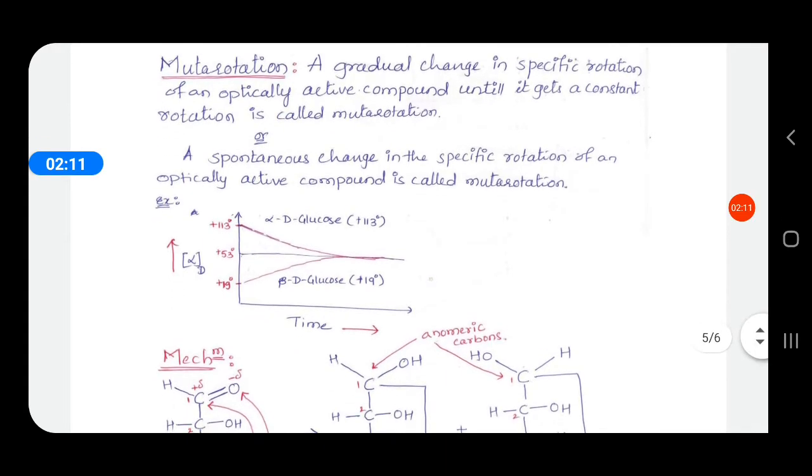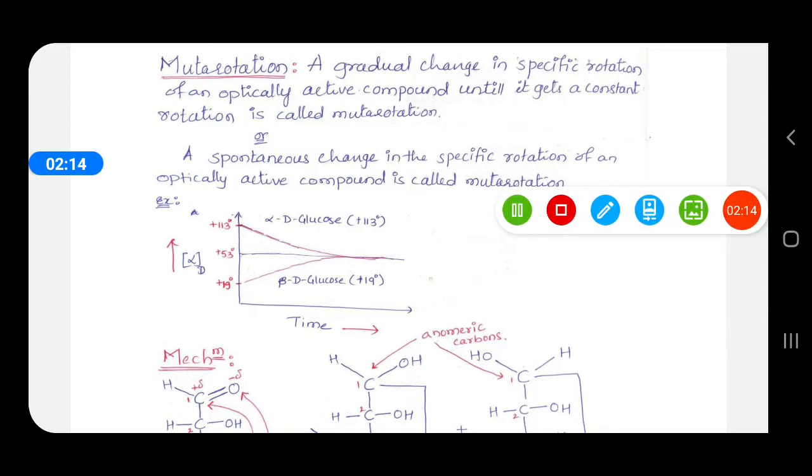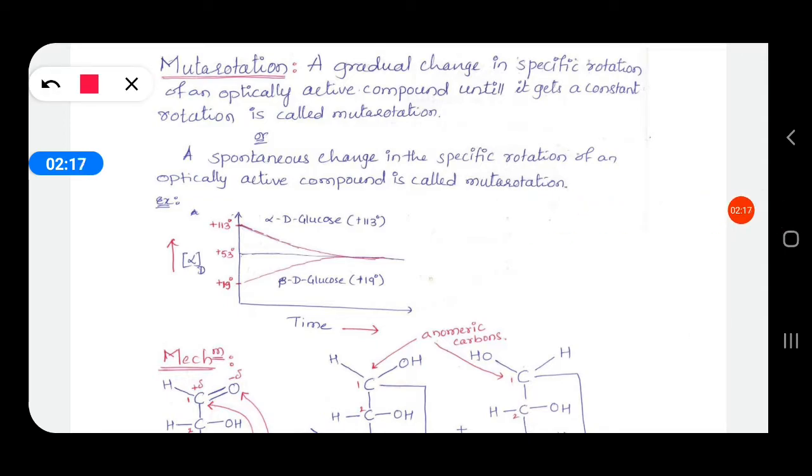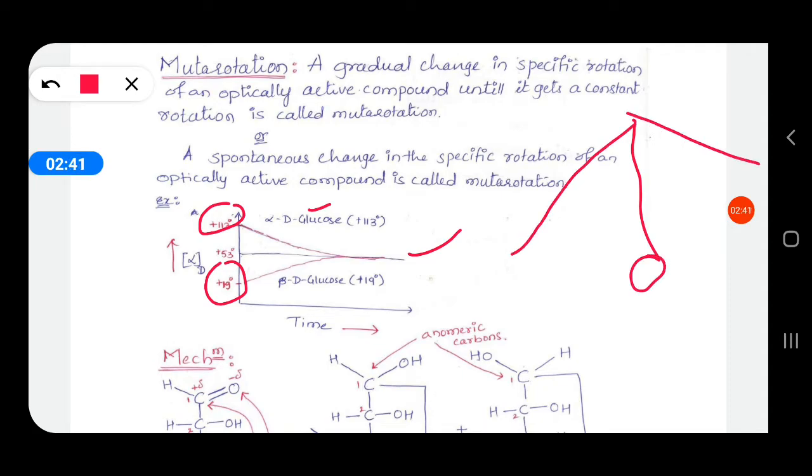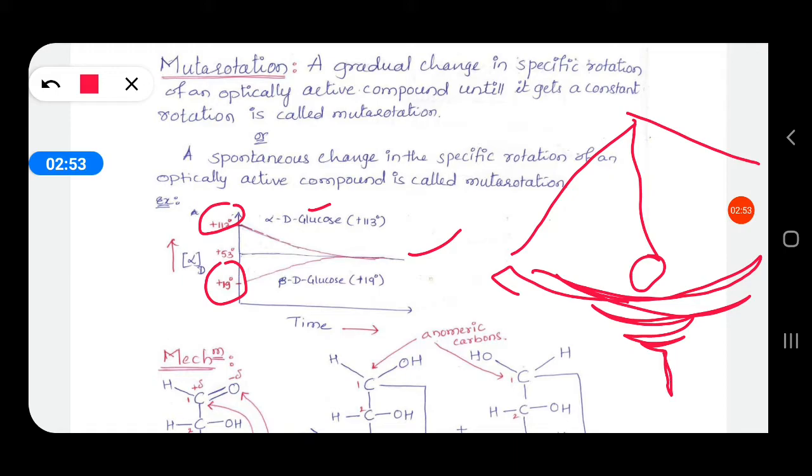So it can be shown by this graph. Specific rotation versus time is plotted. Gradually the alpha D glucose goes from plus 113 to plus 53. Beta D glucose from 19 degrees increases slowly and reaches plus 53. It is like a pendulum. This is the normal stage of the pendulum. Suppose you pull the pendulum to this side and leave it. It goes on swinging on both sides, and finally it reaches a stable state.